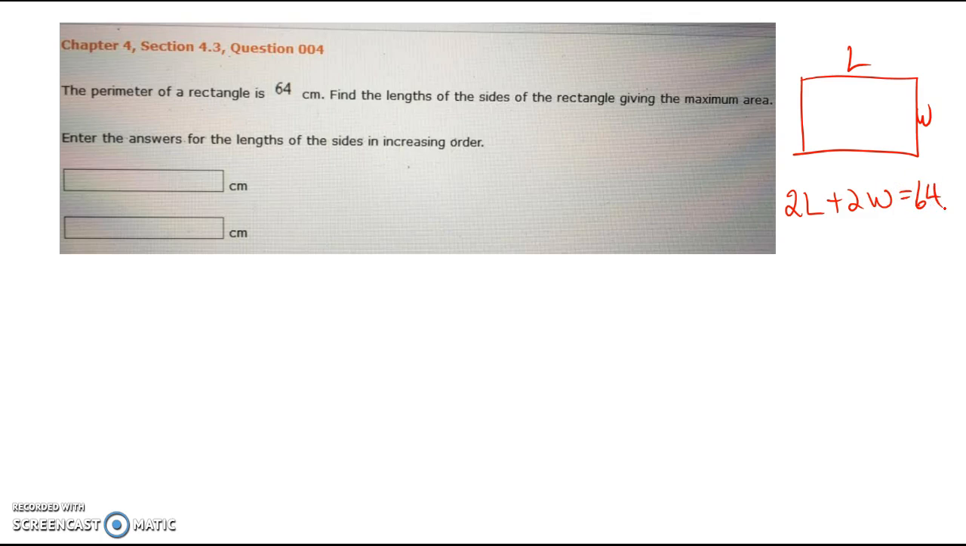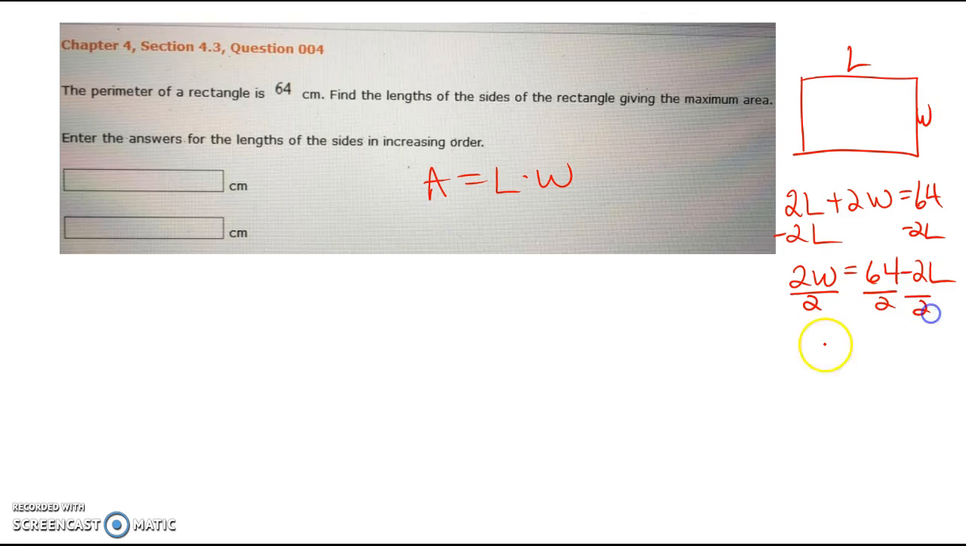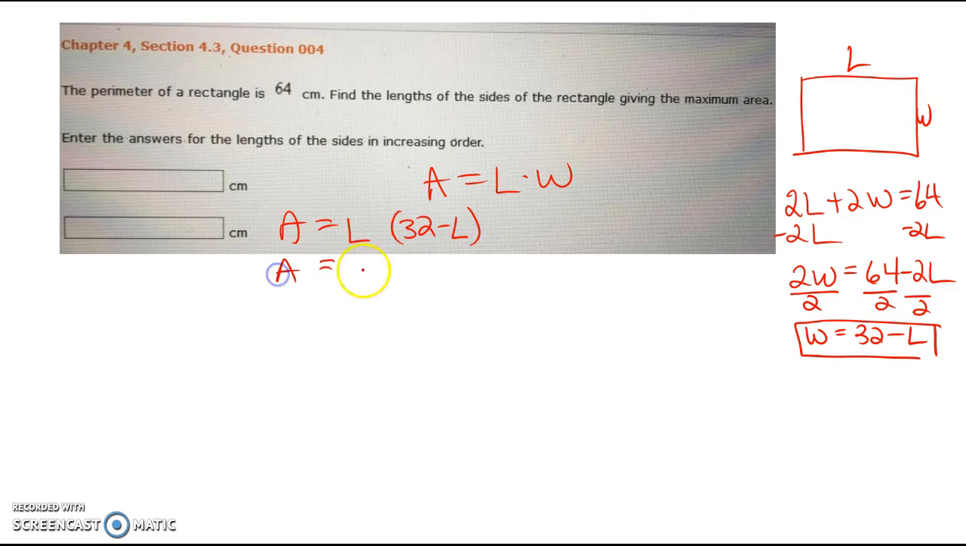Now, let's say I want to solve for W. It doesn't matter either way because I need to do area, which is length times width, but I need to get one variable so I can solve for it. So 2W equals 64 minus 2 times the length, divided by 2, W equals 32 minus L. So if my area is length times width, I have length times 32 minus L. So the equation itself for area is 32L minus L squared.